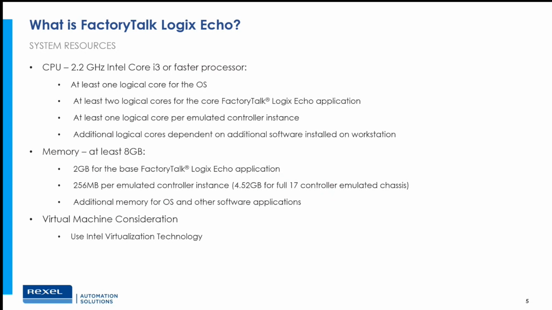There are some system resources you do need to keep in mind if you're installing this on a machine. Mainly pay attention to the resources per controller instance. You'll need some logical cores for the OS and the Echo application, but then you'll also need one per controller instance. So if you have 17 controllers in there, you're going to need to make sure you've got 17 logical cores for just the controller instances. And then there is a per controller memory allotment as well. So if you're going to scale it up to 17 slots, just make sure you have enough system resources. I did learn the hard way that if you don't have all that there, it's not going to work. So pay attention to that.